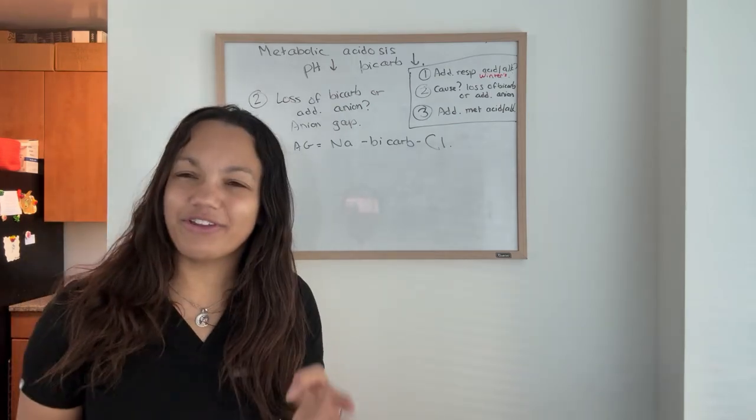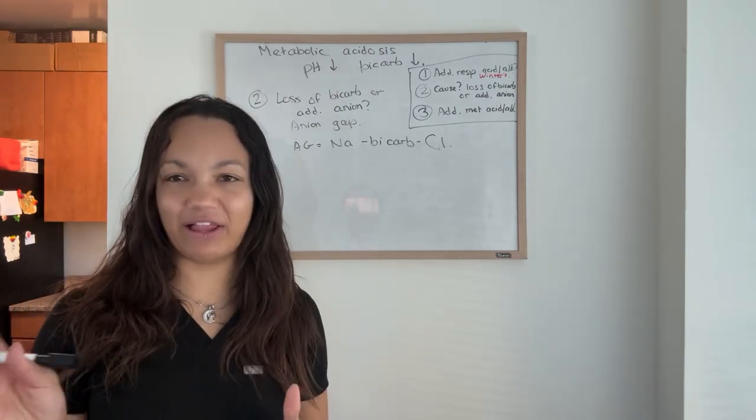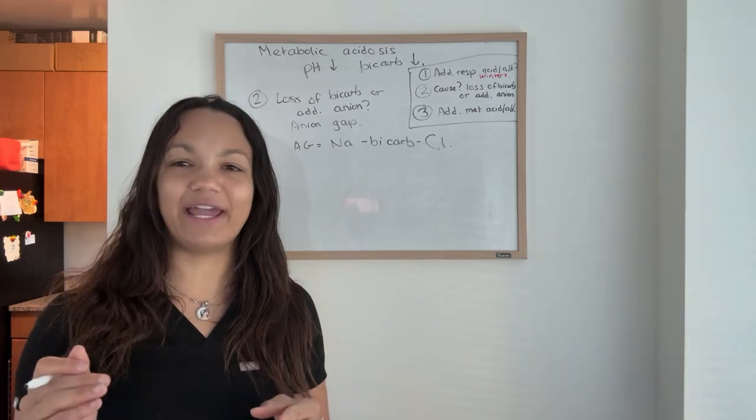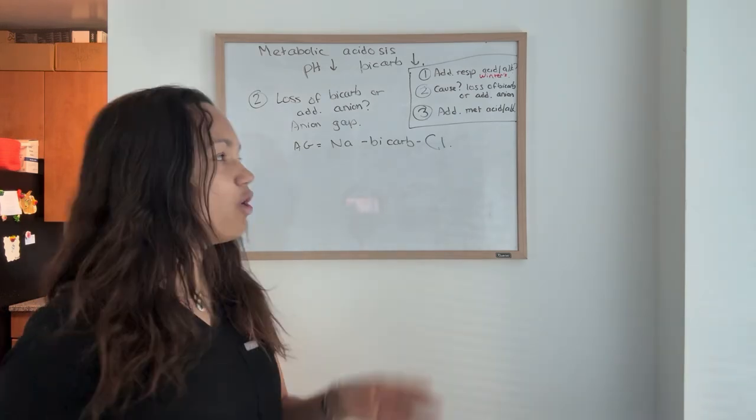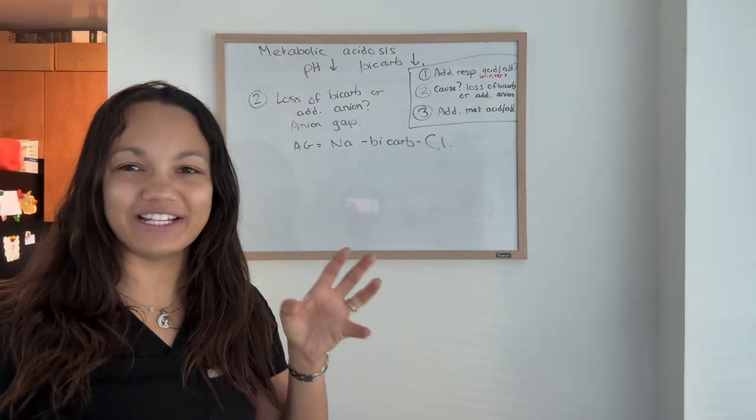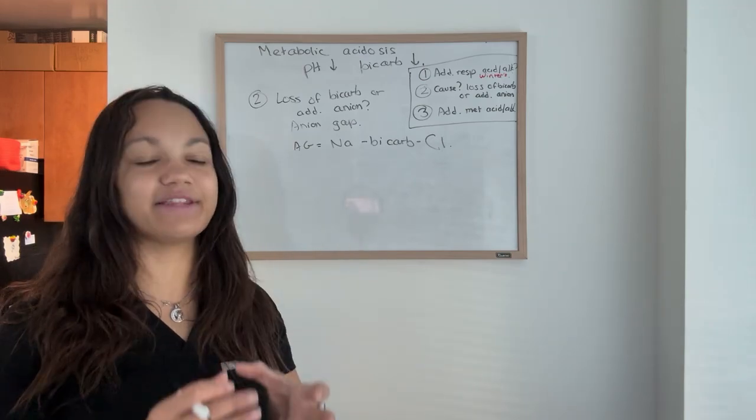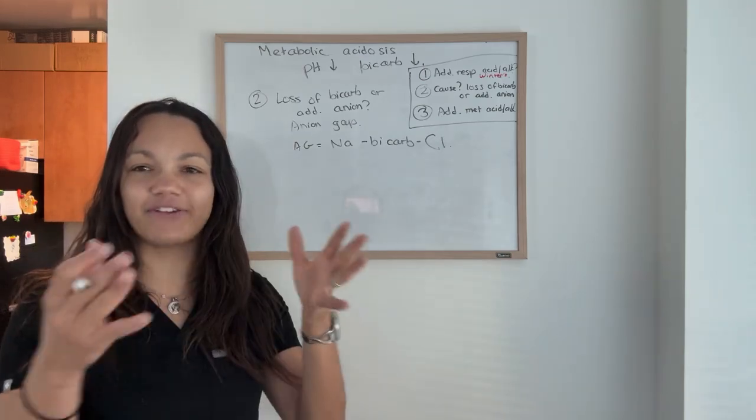I told you though that your cations should balance the anions. So why isn't your anion gap just 0? What accounts for those additional anions that are in that anion gap? What accounts for that 10?